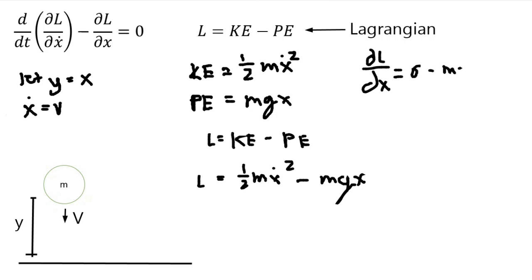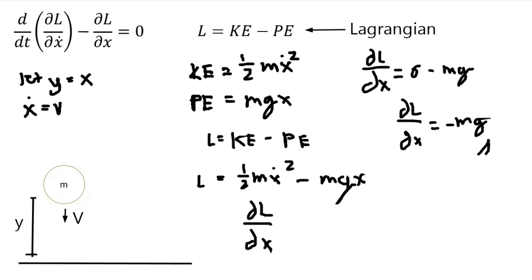Let's start first with the partial derivative of the Lagrangian with respect to x. That's going to be the partial derivative of L with respect to x equals negative mg. So that's the first equation. Now let's take the partial derivative of L with respect to x dot. This is going to be m x dot.